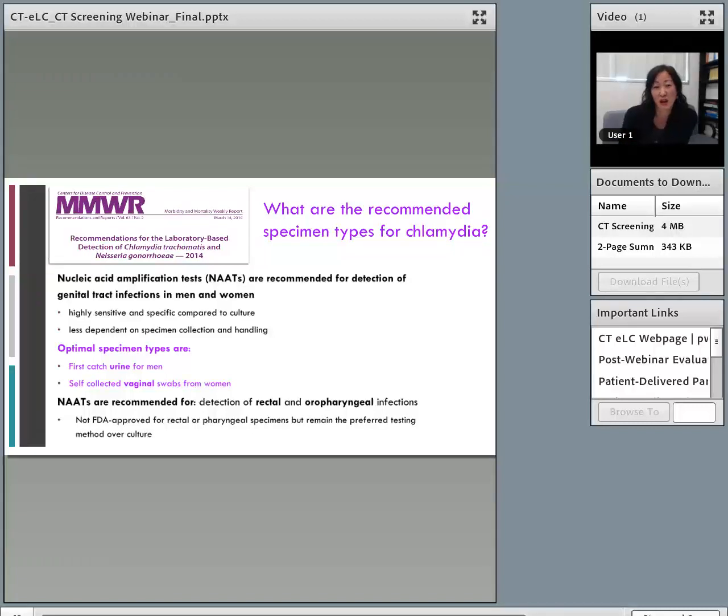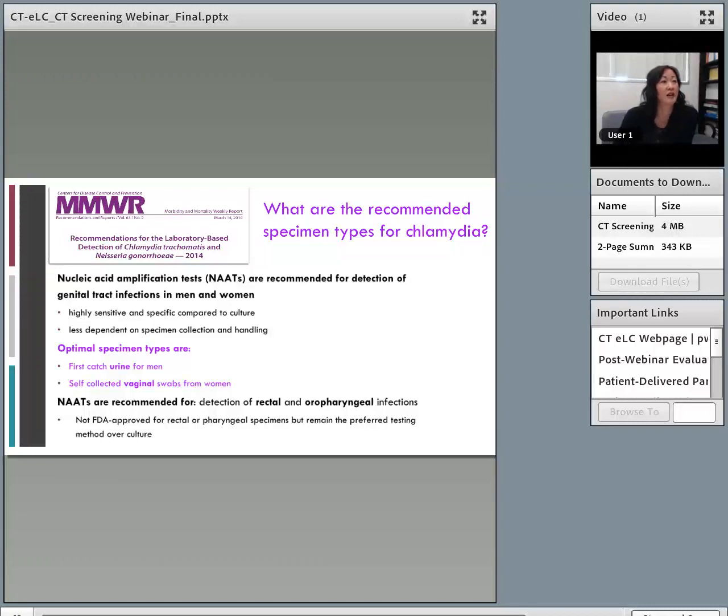The self-collected vaginal swab is a great specimen in terms of it's very sensitive. It's the most sensitive compared to urine. That being said, if you have a great urine-based screening program, I would say keep going with that. If you're interested in switching over to a different specimen type, women are very good at collecting the self-collected vaginal swab. There's high patient satisfaction with it. They generally report that it's easier or the same in terms of ease of collection compared with urine. So if you're considering going there, you will get a little bit more sensitivity with the self-collected vaginal swab.